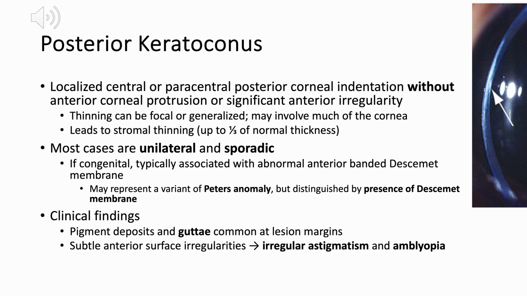The image on the right is a slit lamp photograph showing the characteristic posterior corneal indentation of posterior keratoconus. The arrow indicates the site of localized posterior depression, while the bright slit lamp reflexes demonstrate the preservation of anterior surface contour, visually highlighting the contrast with the bulging pattern found in typical keratoconus.